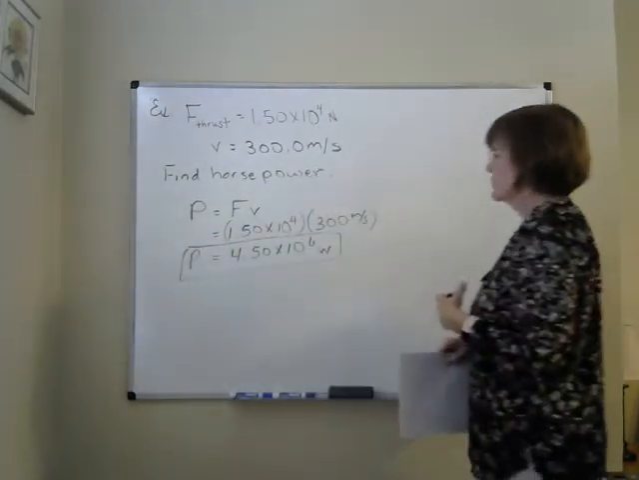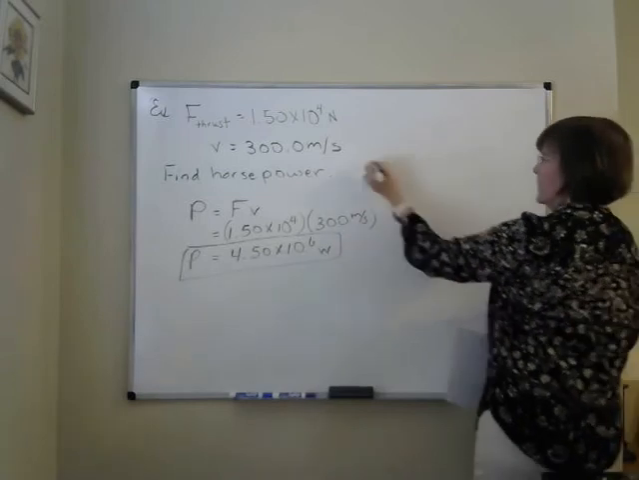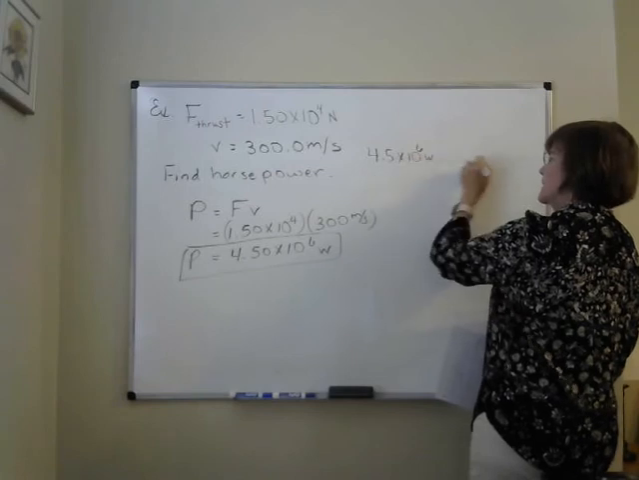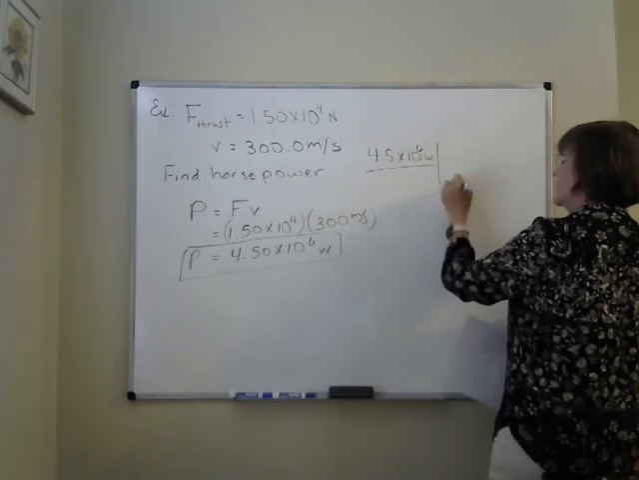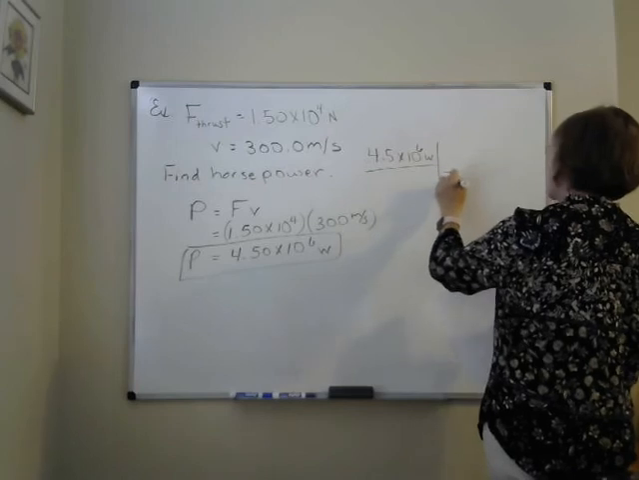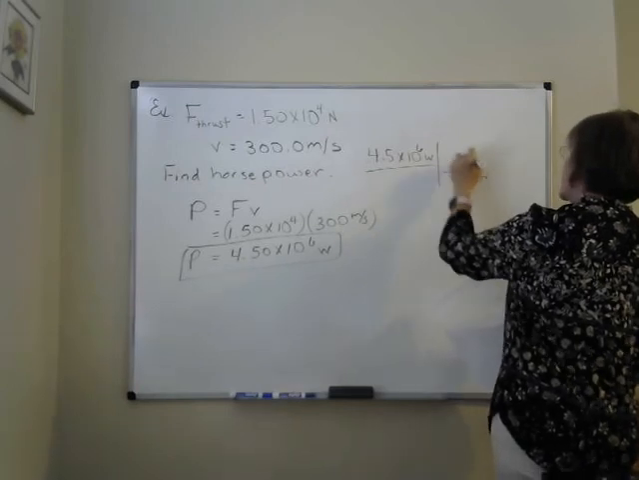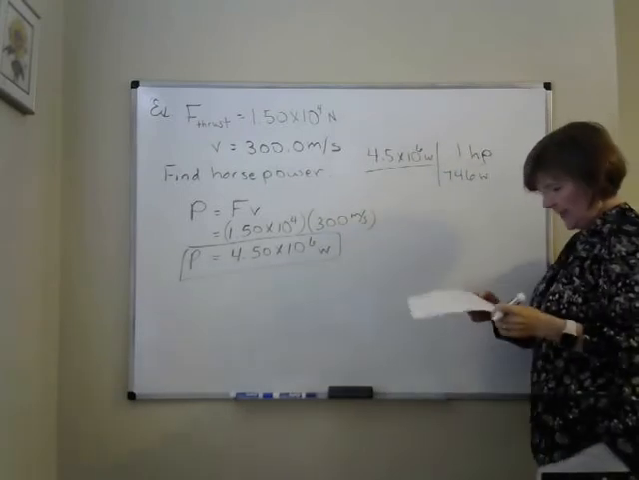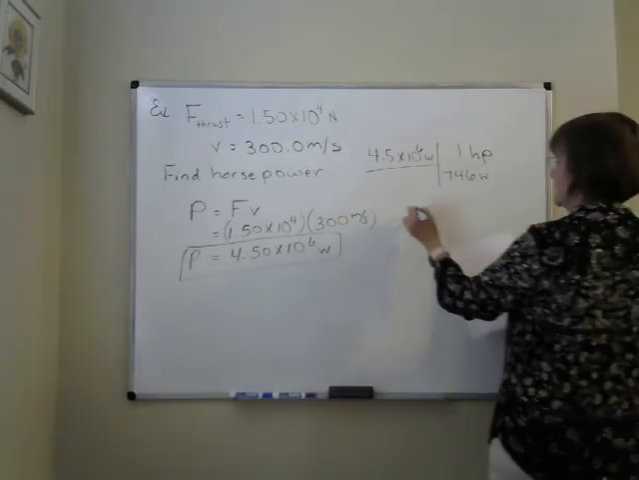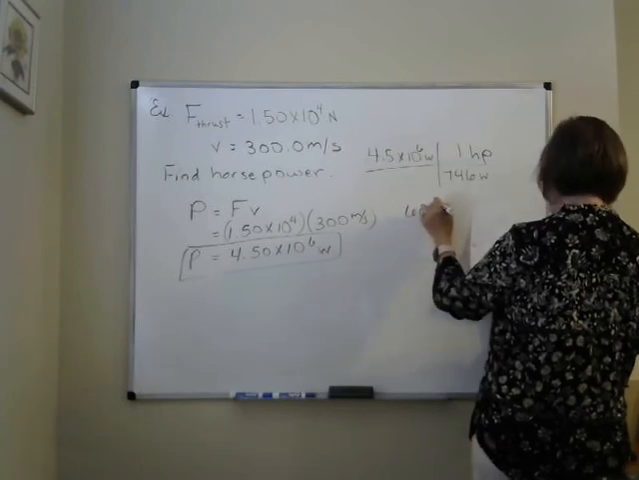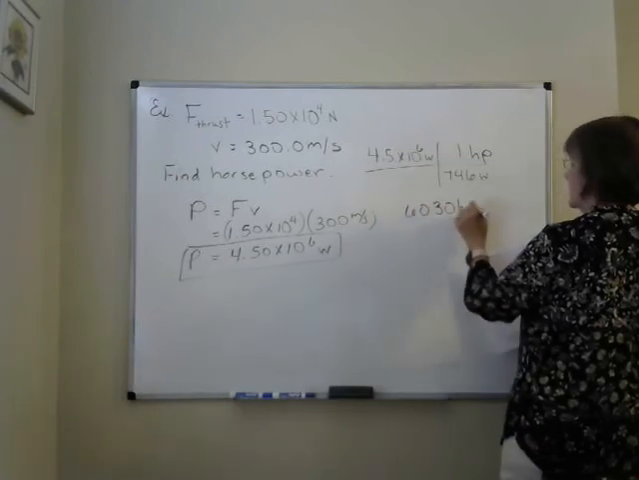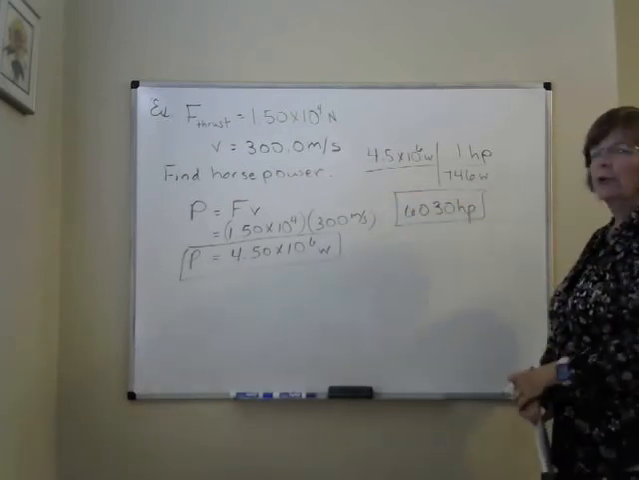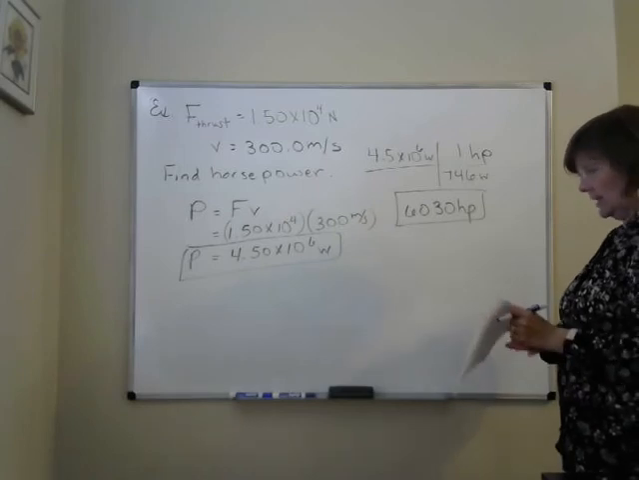All I want to do is do a conversion on that. I have 4.5 times 10 to the 6th watts. I know there are 746 watts in 1 horsepower. If I do that division, then to 3 significant digits, it comes out to be about 6,030 horsepower. Pretty straightforward. Let's do another example.